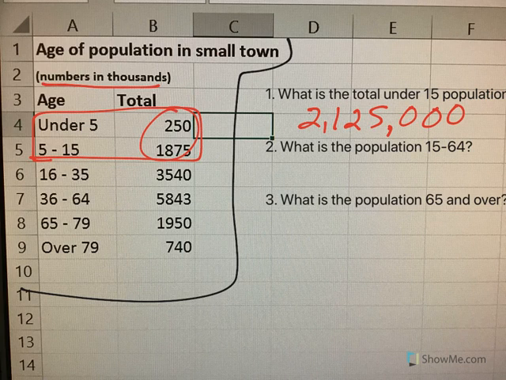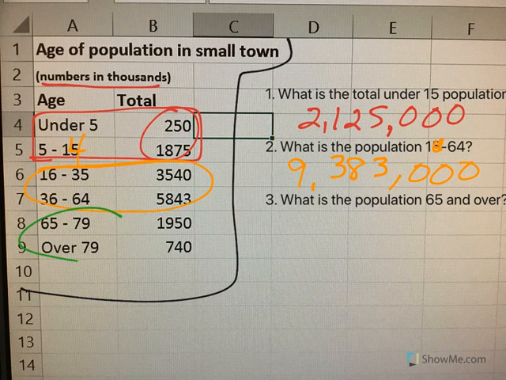Next, what about the 15 to 64? This actually should be 15 to 64, whatever. Okay, so now we're talking about this group here. So I add those two together, and when I add them together, I get 9,383, and again, I add 3 zeros. This should actually say 5 to 14, and then that would work. Anyway, 9,383,000.